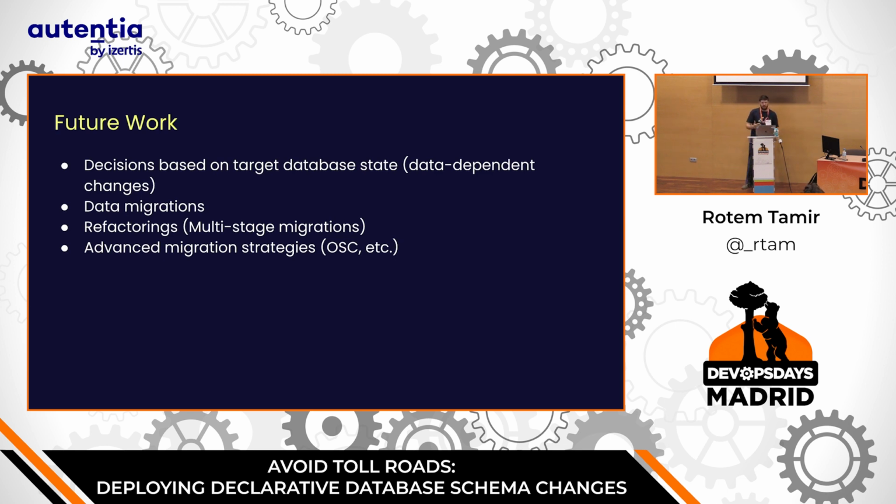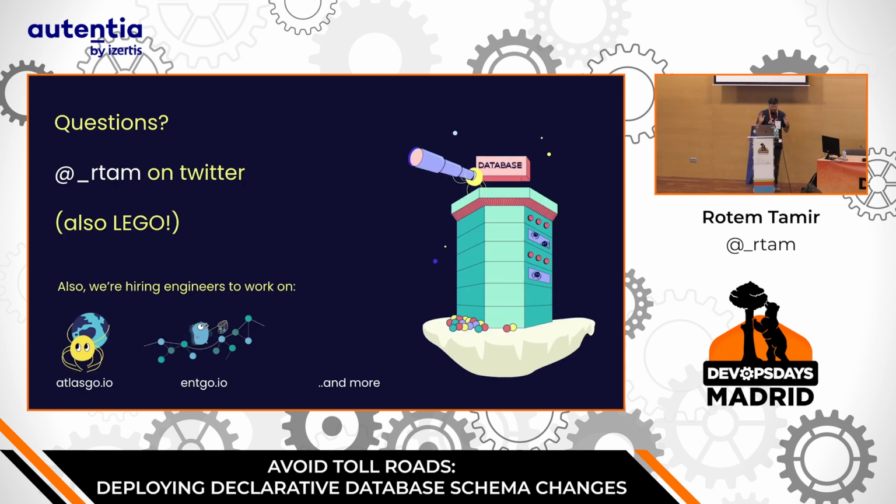To make decisions based on the target database state. For example, if you change a column to add a unique constraint, it will always work on an empty database. It might work on your staging database, but it might fail in production, because if you have a column that was not unique before, it could have the same two values, right? So if we are connected to the database, we can block and make decisions based on that. We are working on stuff to run data migrations. Sometimes you want to rewrite data in your cluster to support multi-stage migrations and more advanced migration strategies.